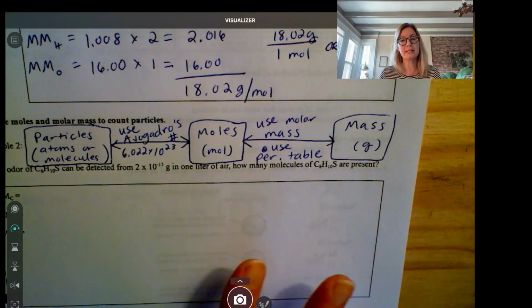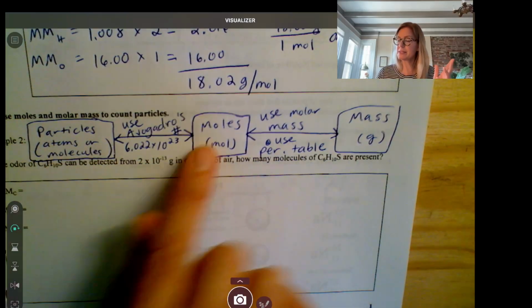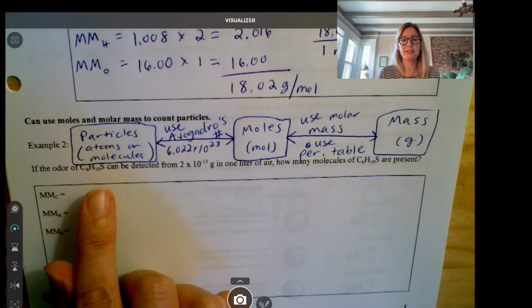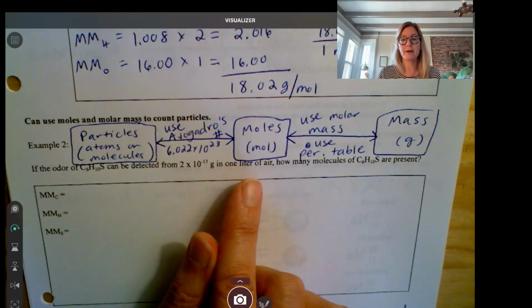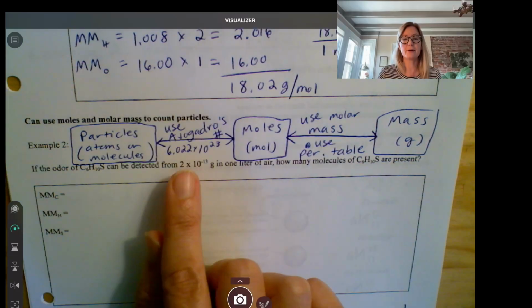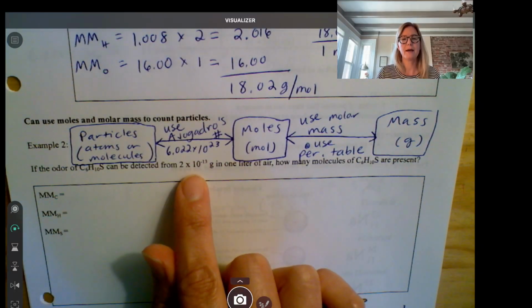So if we were to bring all this together, we would use this kind of chart to help us answer a question like this. If the odor of C6H10S can be detected from 2 times 10 to the negative 13th grams in 1 liter of air, how many molecules of C6H10S are present? So this is our mass, and the question's asking how many molecules are in there. This is a pretty small mass, but even though it's a small amount of mass, it's probably still going to have a lot of molecules, because molecules are really, really small.